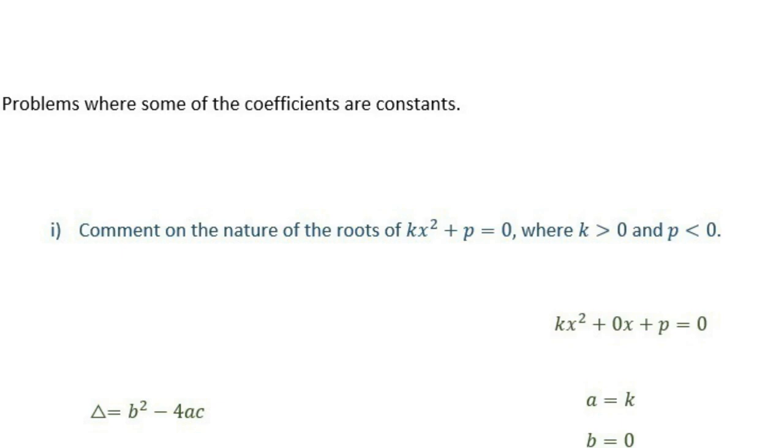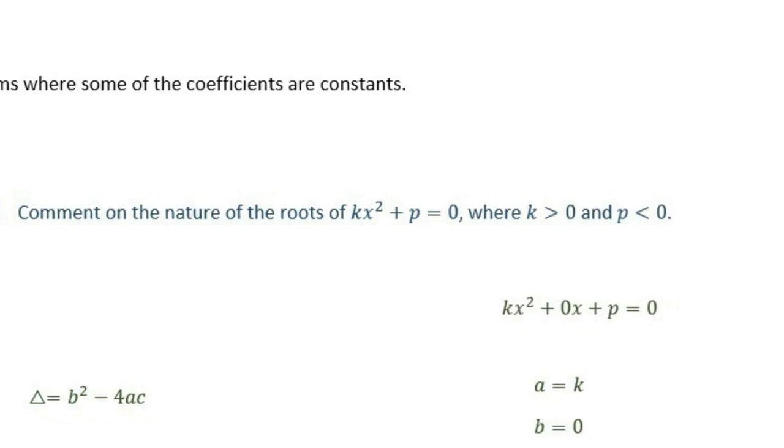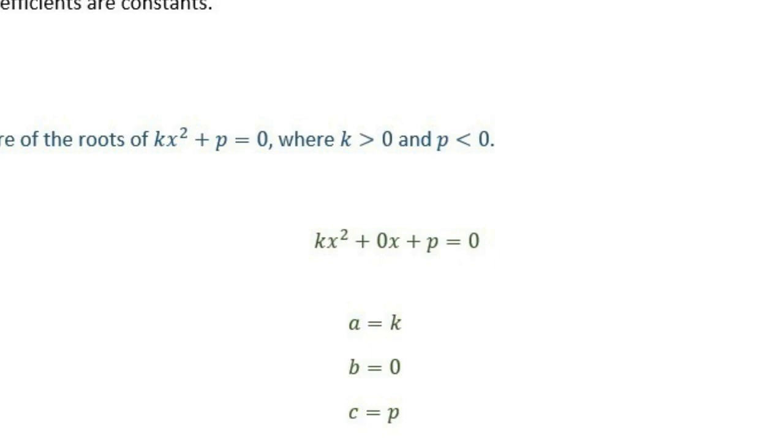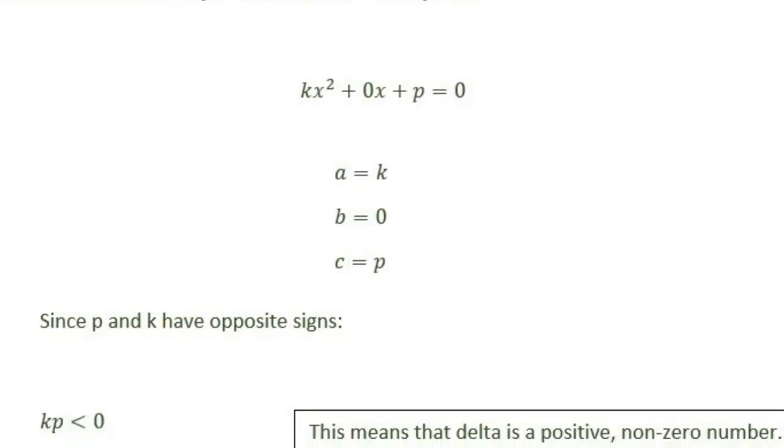Comment on the nature of the roots of kx squared plus p equal to 0, where k is greater than 0, that means non-zero and positive, and p is less than 0, which means non-zero and negative. Notice here that there's no term in x or middle term. We fill that up by putting 0x. Since 0x is nothing anyway, we can do that. So we end up with kx squared plus 0x plus p, and we find the coefficients a equal to k, b equal to 0, c equal to p.